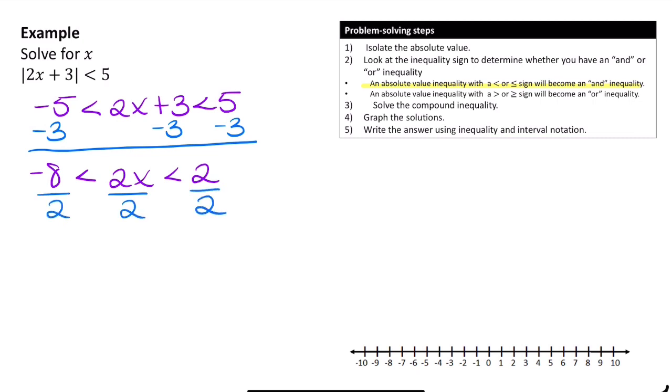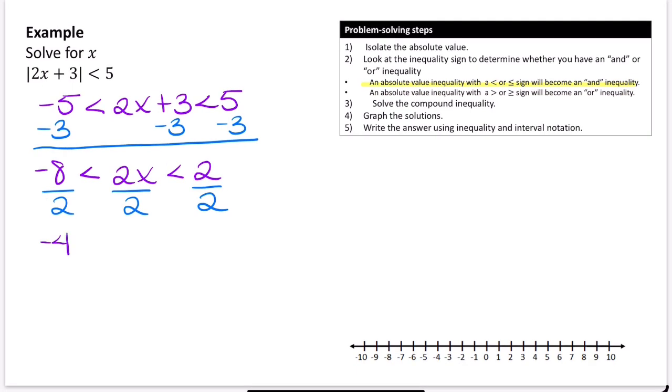And when I do that, I have negative 8 over 2, which is negative 4, and that's less than x, which is less than 1. So that's my solution in inequality notation, and now I need to graph my solutions. When I graph, the negative 4 is going to have an open circle because of the less than sign, and the 1 will also have an open circle because of the less than sign.